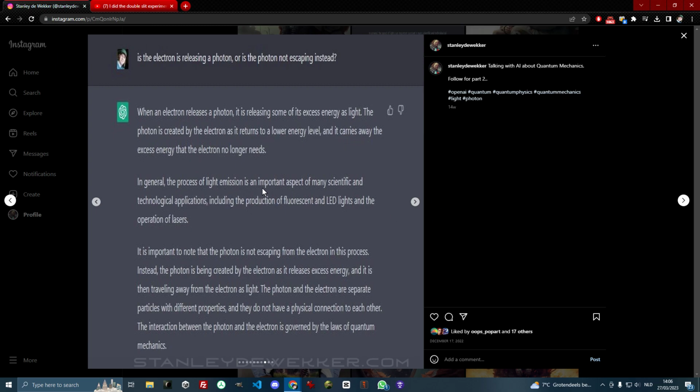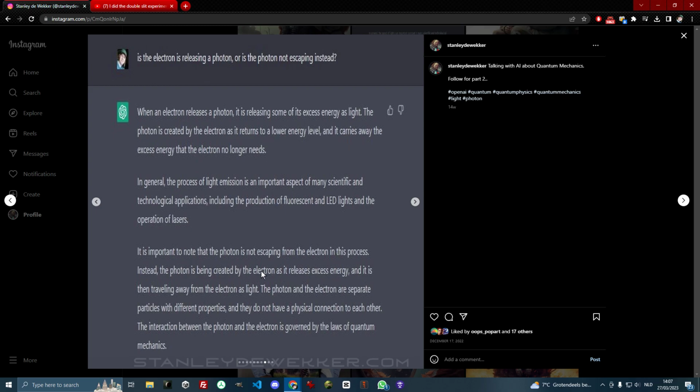In general, the process of light emission is an important aspect, blah blah blah. Important note, escape. Note that the photon is not escaping from the electron in this process. Well, it's just saying that you are saying that it's releasing, but me using the word escaping is not good. So the photon is not escaping from the electron in this process. Instead, the photon is being created. Again, it's being created by the electron as it releases excess energy. So when electrons release excess energy, they create photons.